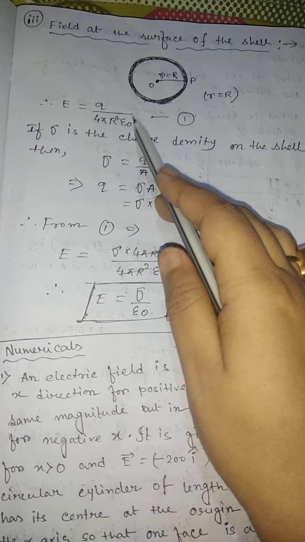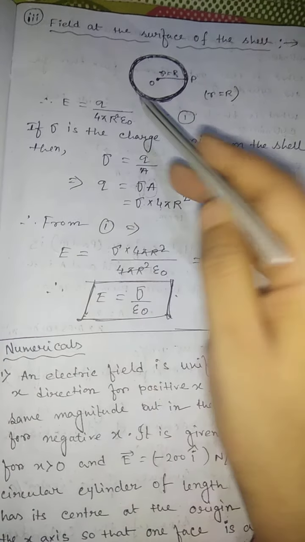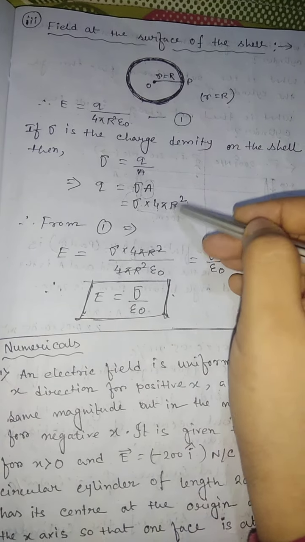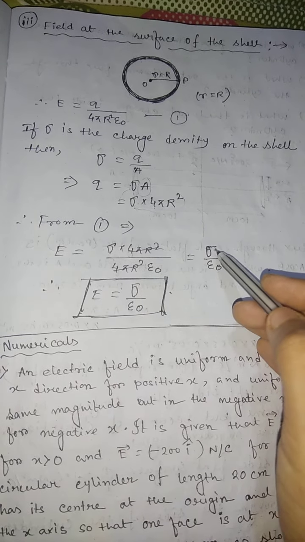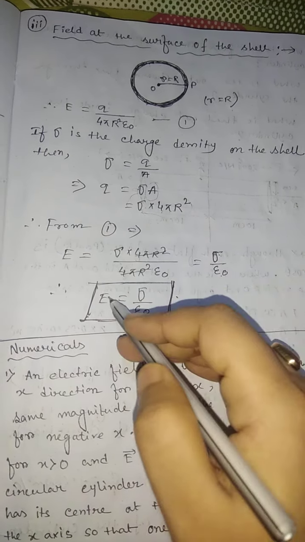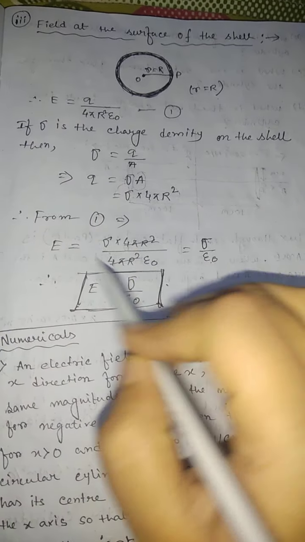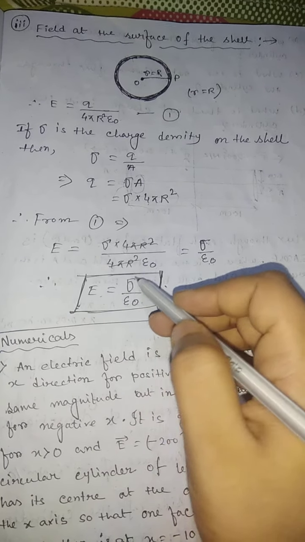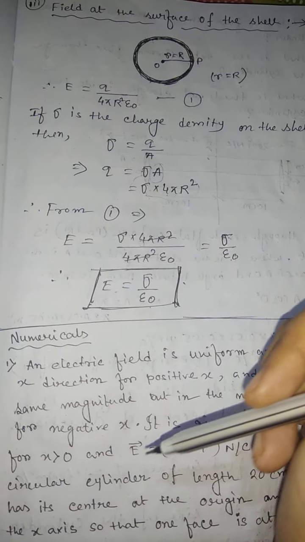Now from here, in place of Q, we put this value of Q. So we get E equals sigma by epsilon naught. So the electric field at the surface of the cell, E equals sigma by epsilon naught.